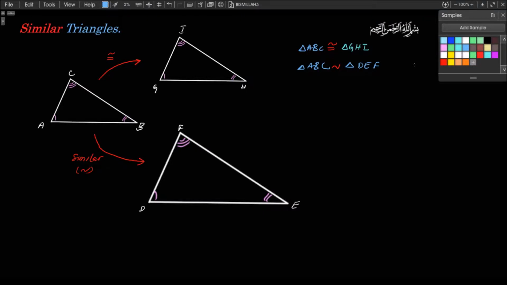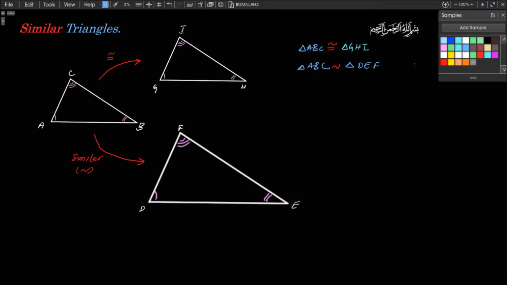Now, what you observe, of course, is that these three triangles all have corresponding angles that are congruent. In other words, you can have two triangles whose corresponding angles are all congruent, and they can be either congruent triangles or similar triangles. So all the corresponding interior angles being congruent does not necessarily mean that the triangles are congruent. It could also mean that they are similar.